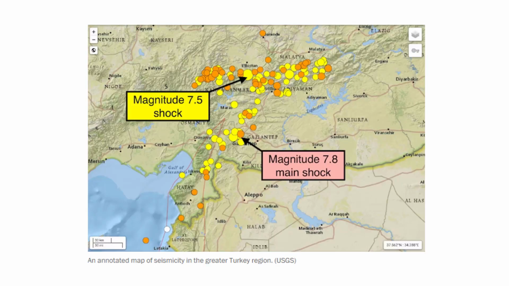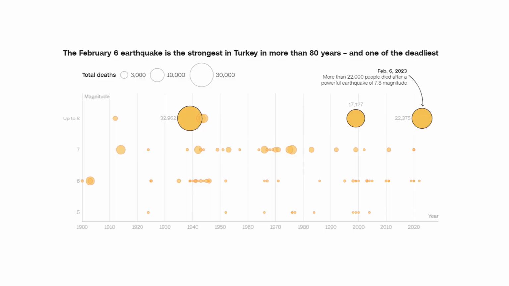Essentially, there were two main shocks, one of 7.8 magnitude and another of 7.5, although the 7.5 is also considered an aftershock. The agency USGS measured the magnitude of 7.8, with the epicenter around 34 kilometers west of the city of Gaziantep, in Gaziantep province, which is very near the Syrian border. You can see here the historical record of some of the deadliest earthquakes in this region, and this current one is one of the deadliest in terms of the number of casualties.